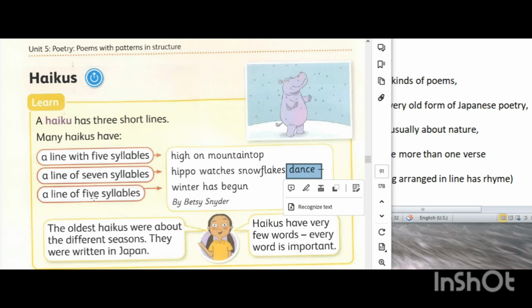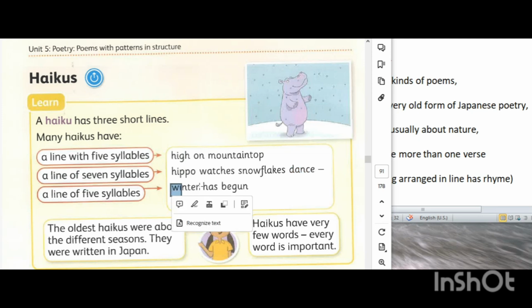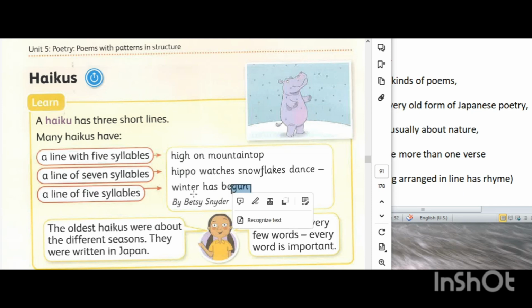A line of 5 syllables again. When, the 1st syllable. Winter, the 2nd syllable. Has, the 3rd one. Be, the 4th syllable. Gun, the 5th syllable. When winter has begun. By, who is the writer? By whom? By Betsy Senida. Betsy Senida is the poet of this poem.